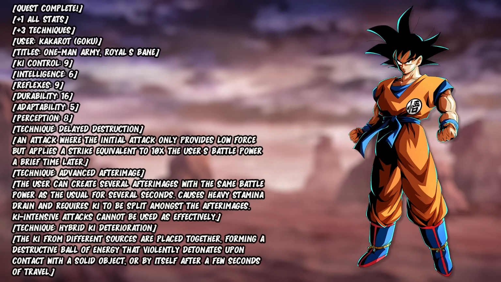Quest complete, +1 all stats, +3 techniques, user Kakarot brackets Goku, titles, One Man Army, Royal's Bane, Ki Control 9, Intelligence 6, Reflexes 9, Durability 16, Adaptability 5, Perception 8.